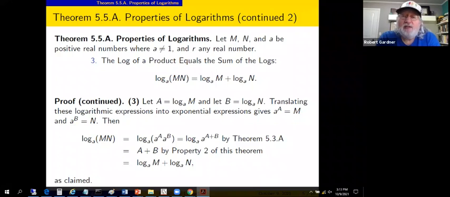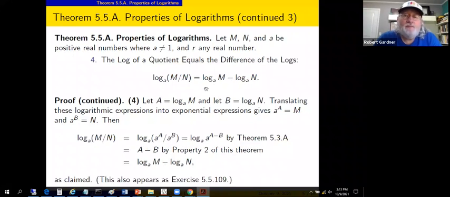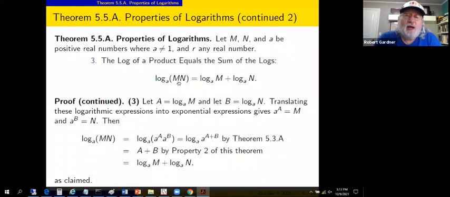Thirdly, the log of the product is the sum of the logs, if you will. To paraphrase this, remember it by thinking: when you multiply with a common base, add exponents, and logarithms are exponents. We're going to prove this using properties of exponents. So set capital A equal to log base a of M, and set capital B equal to log base a of capital N. So represent this as capital A and this as capital B.